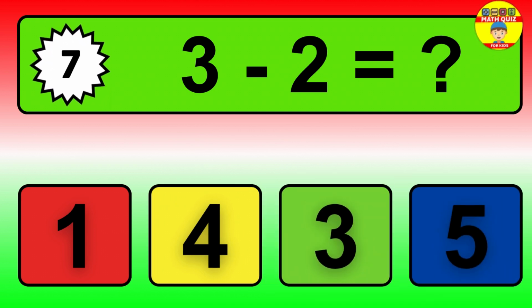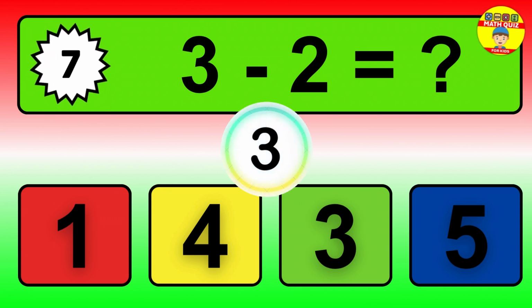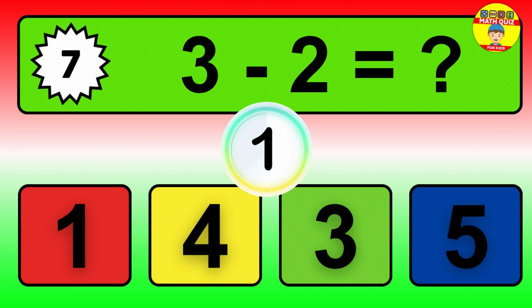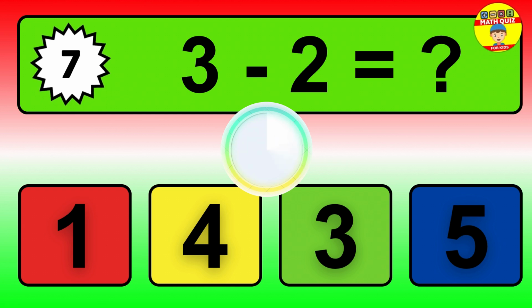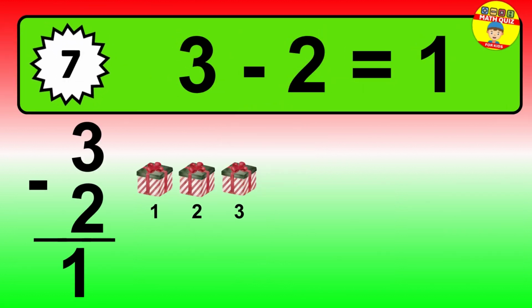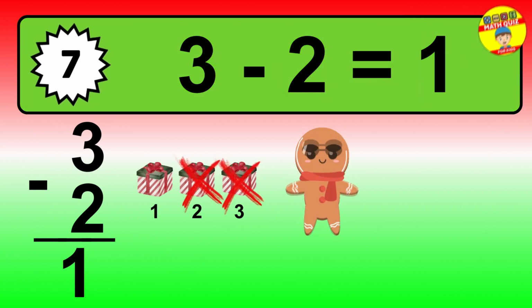Question 7. 3 minus 2 equals what? So the answer is 3 minus 2 is 1. Let's count it. 1.